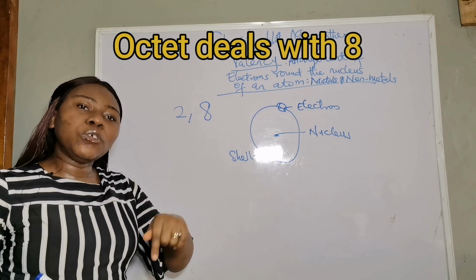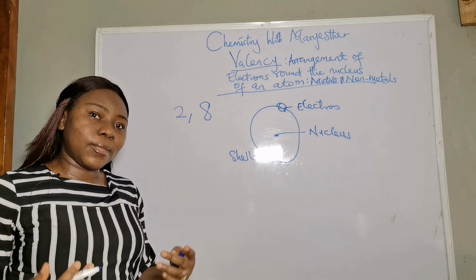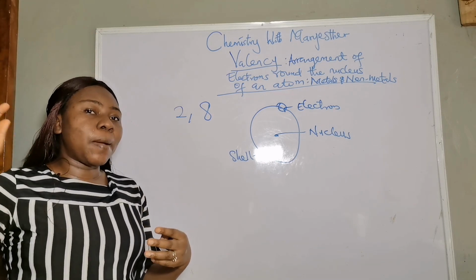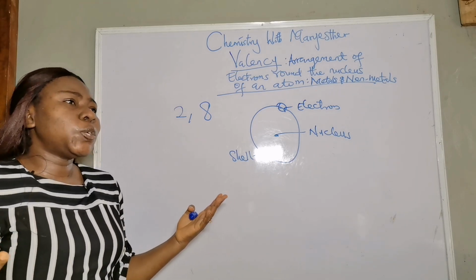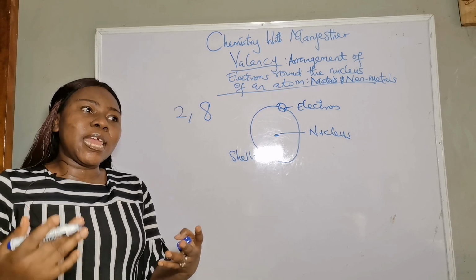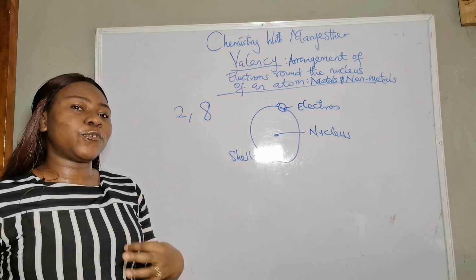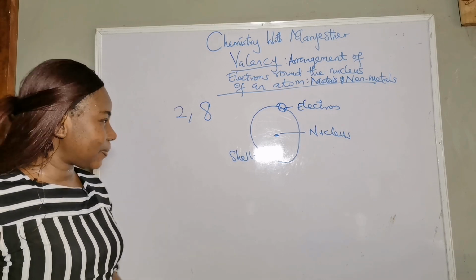In other words, the innermost shell of every element is meant to have a maximum of 2 electrons, and the outermost shell should have a maximum of what? 8 electrons. Now, in a situation whereby the element doesn't have enough to be complete, the element will either lose the electrons or gain electrons to become stable. Just calm down and follow the video.